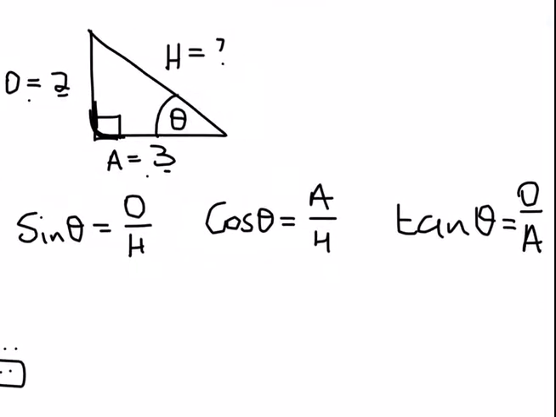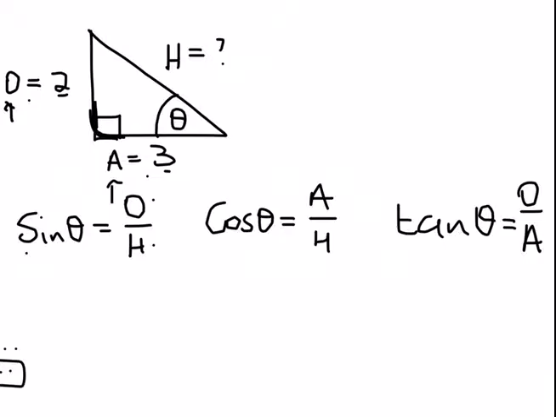So when you are given a right-angled triangle and they want you to find the side, you just need to know: am I going to use sine, cos, or tan? How are you going to know? It will depend on what you are given. I am given opposite, which is 2, and adjacent, which is 3. So between sine, cos, and tan, which trigonometric ratio has opposite and adjacent? Is it sine? No, it's not, because sine is opposite and hypotenuse. Is it cos?